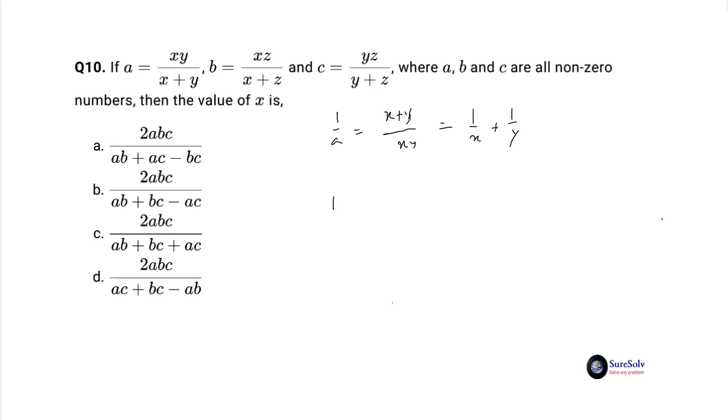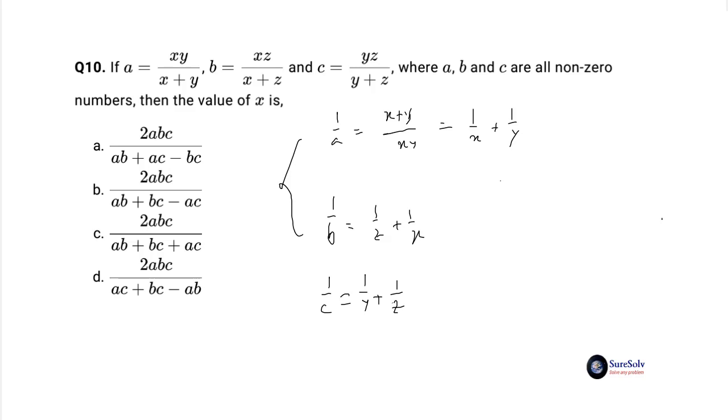Similarly, 1 by b equal to 1 by z plus 1 by x and 1 by c equal to 1 by y plus 1 by z. The problem is fully under control now. We have to find the value of x. So we have to eliminate y and z. We'll sum up these two equations first.